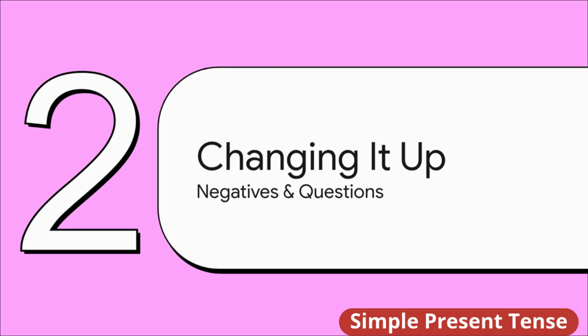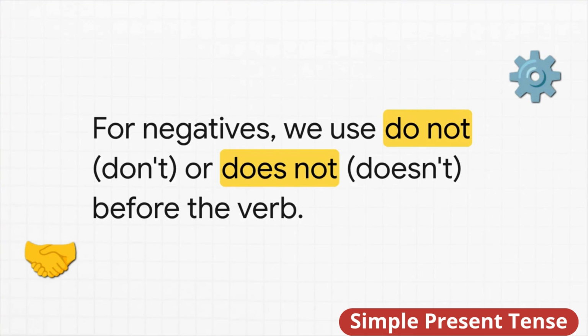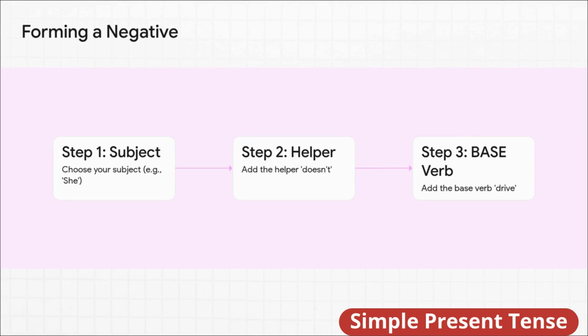Now, to make a sentence negative, we can't just throw in the word not. English needs a little assistance here from what I like to call helper verbs. For the simple present, our helpers are do and does. We just mix them with not, and we get our powerhouse negative duo, don't and doesn't. Building a negative sentence is just a simple three-step process.